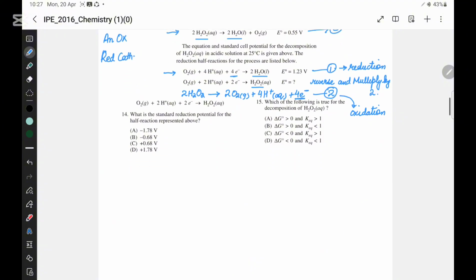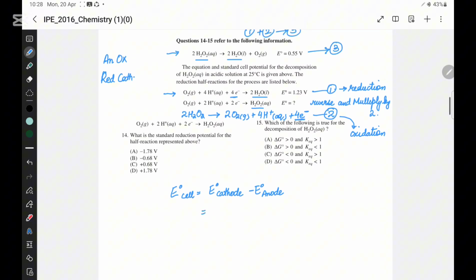So now E naught of cell is equal to E naught of cathode minus E naught of anode. So we need to identify the cathode, and E naught of cell has been given to us as 0.55.